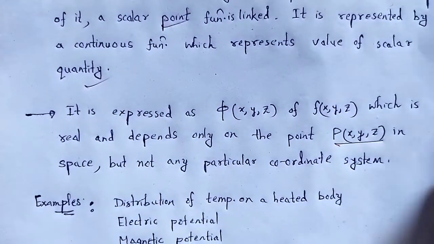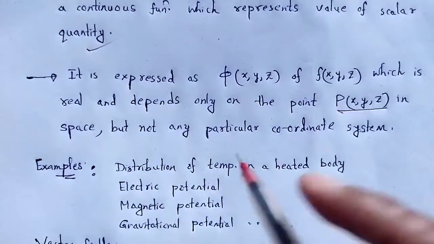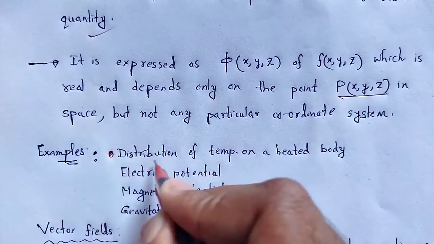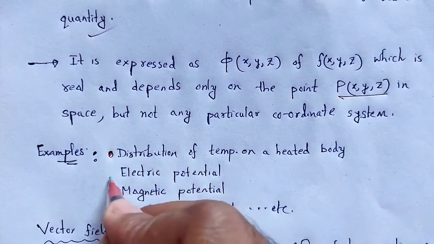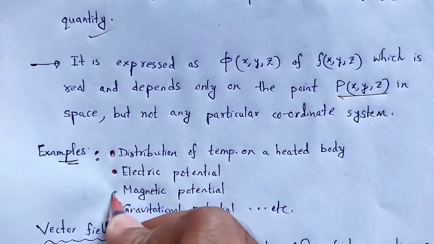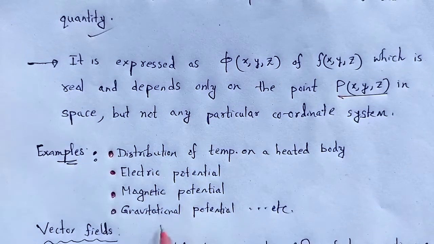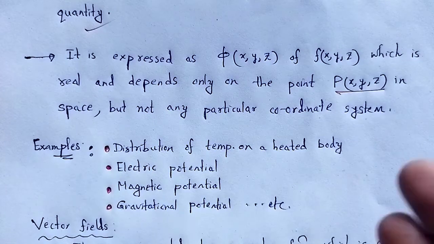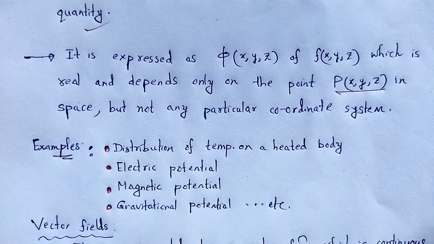Some examples of scalar fields: distribution of temperature on a heated body, electric potential, magnetic potential, and gravitational potential. These are the examples of scalar field.